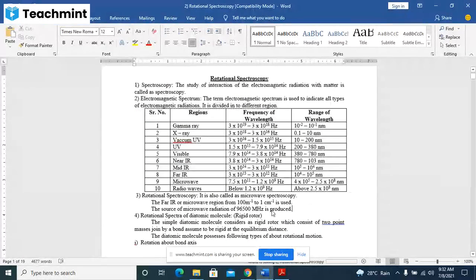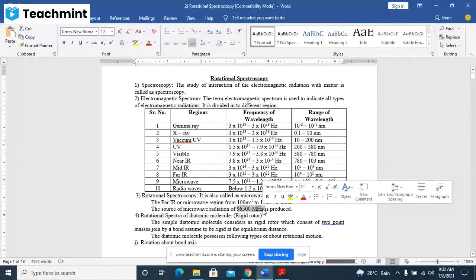inverse, and a source of microwave radiation of this particular 96500 megahertz is produced. See, the intensity of this radiation is 96500 megahertz, or so you can call the frequency of this radiation is about 96500 is produced.